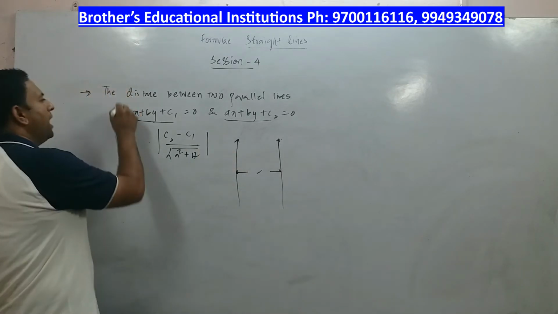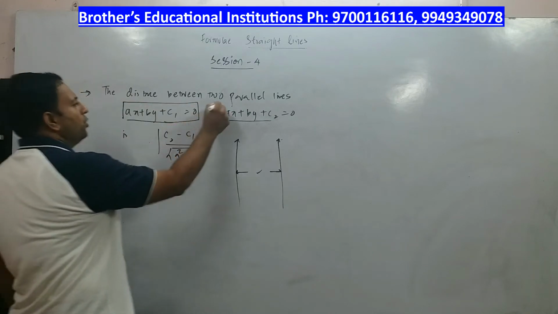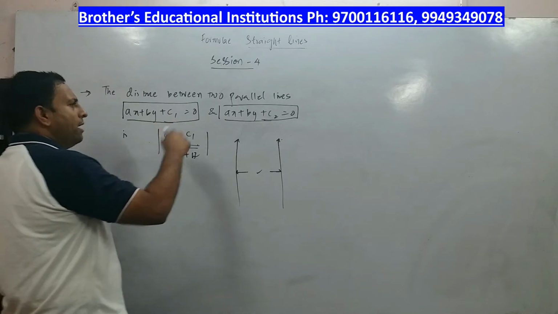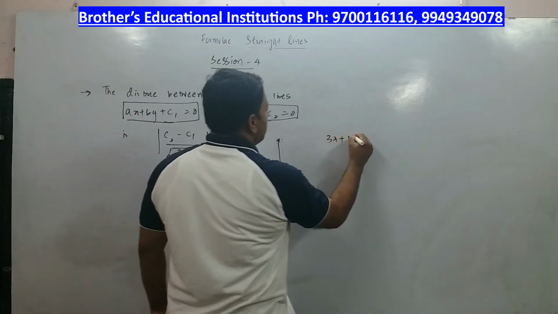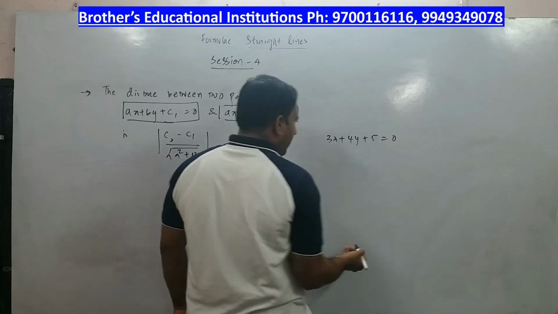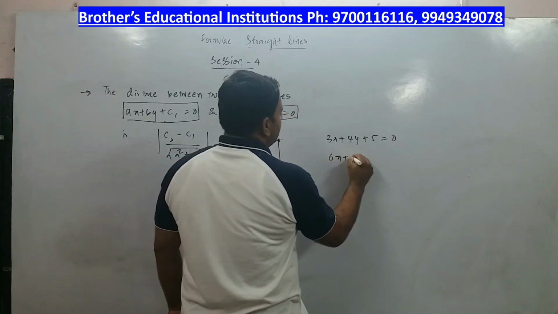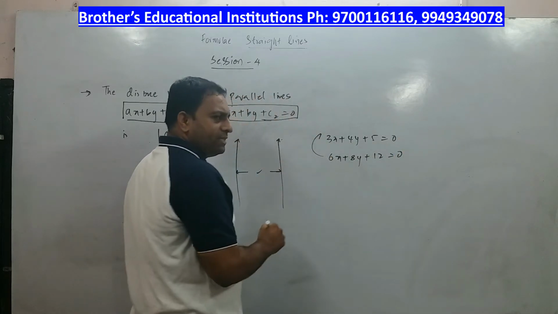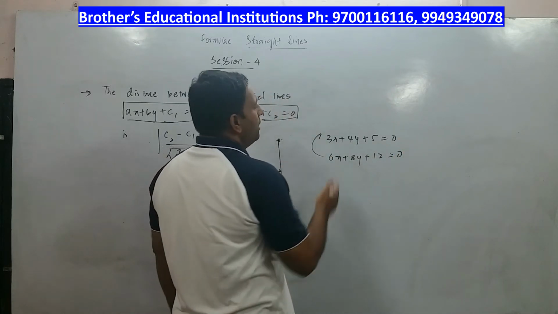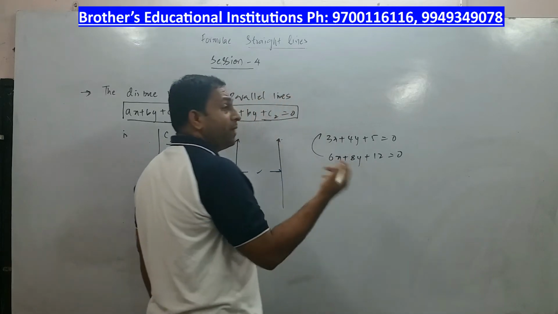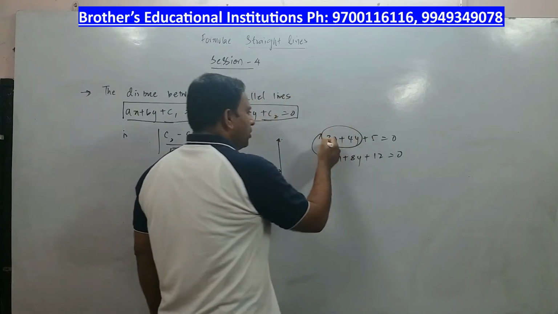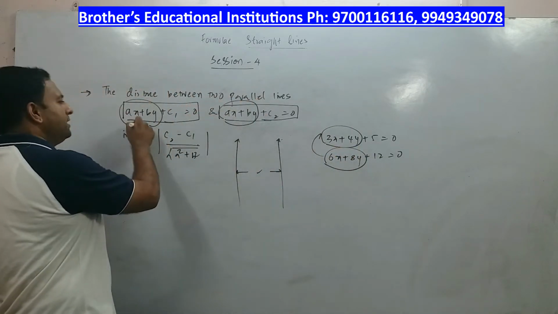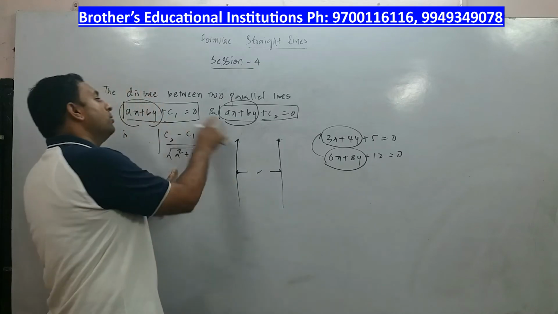Now there is a chance that students will get confused. You know where? Here they will not give you the lines in this form. They will be parallel, but he may give you 3x plus 4y plus 5 is equal to 0 as one equation, and 6x plus 8y plus 12 is equal to 0 as another equation, and he will say these two lines are parallel. How will you say these two lines are parallel? Parallel lines only differ by a constant, their homogeneous part should be the same. So this formula is applicable only when their homogeneous part is the same.